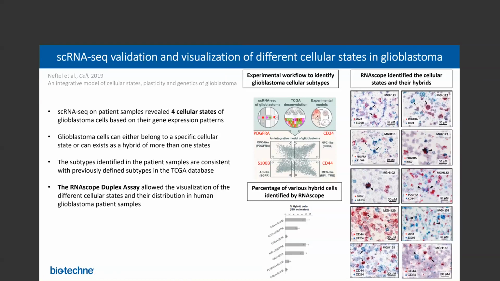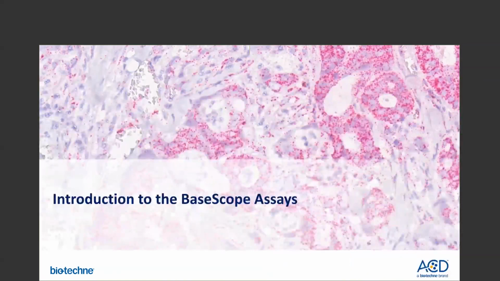All right, thank you, Anushka. So those are some of the really cool applications of the RNAscope assay, especially shown in publications. We'll now take a look at the BaseScope assays.